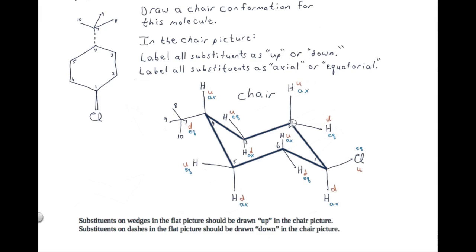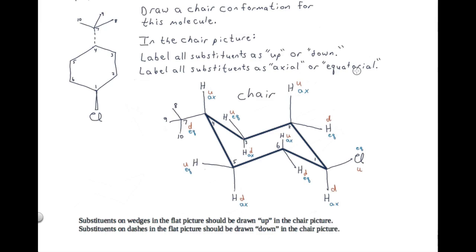Every carbon in the ring should have one substituent that's on a vertical bond and one substituent on a slanting bond. That's the correct way to draw the substituents for chair cyclohexane.